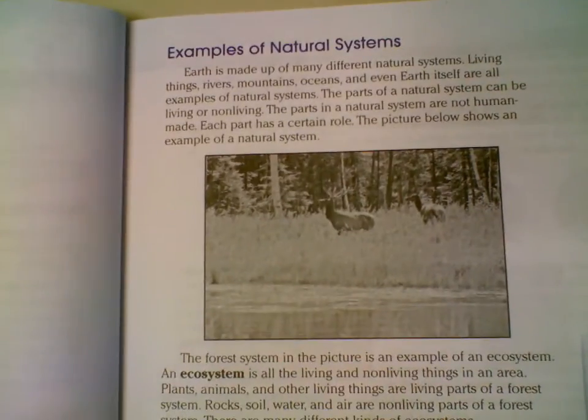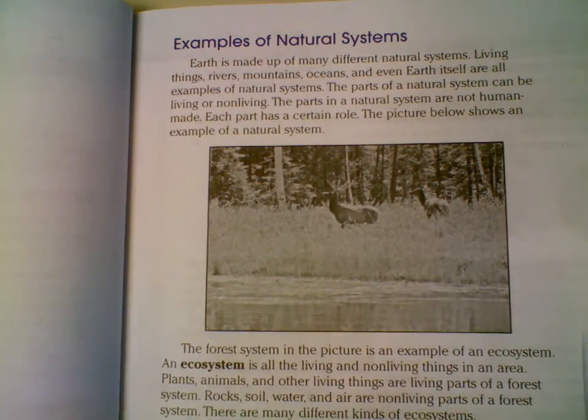Examples of natural systems. Earth is made up of many different natural systems. Living things, rivers, mountains, oceans, and even Earth itself are all examples of natural systems. The parts of a natural system can be living or non-living. The parts in a natural system are not human-made. Each part has a certain role. The picture below shows an example of a natural system.